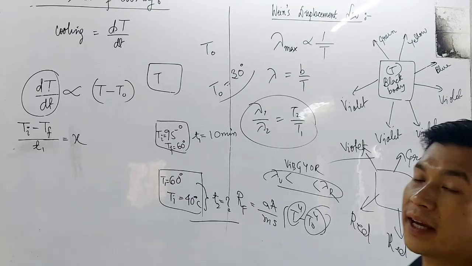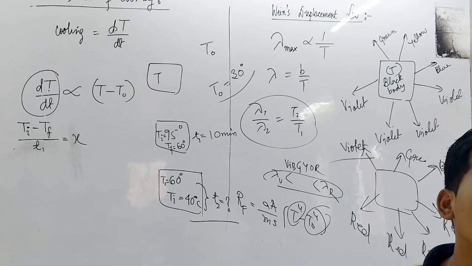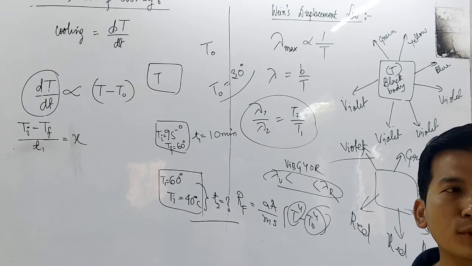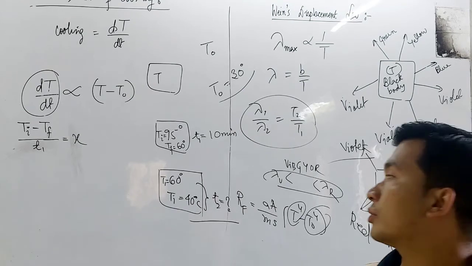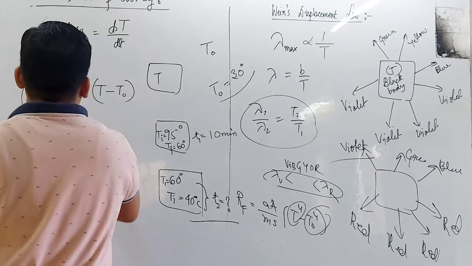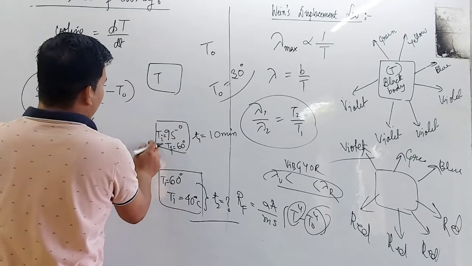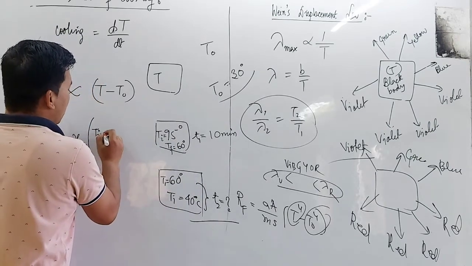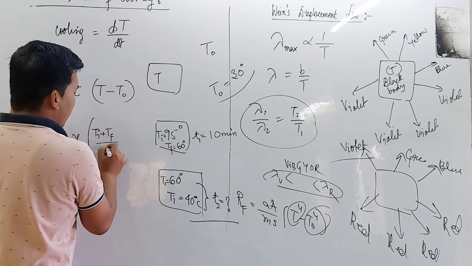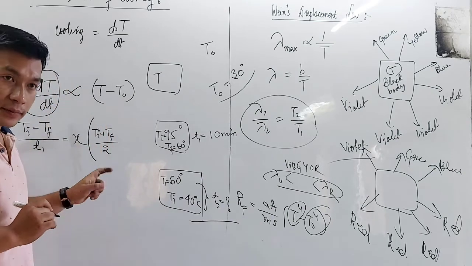so we have to consider the average value of the temperature of the hot body. The average value is initial temperature plus final temperature divided by 2. Do you understand the concept here?